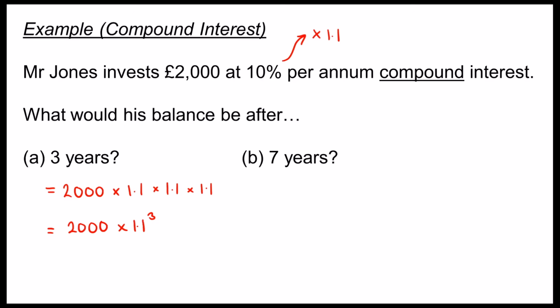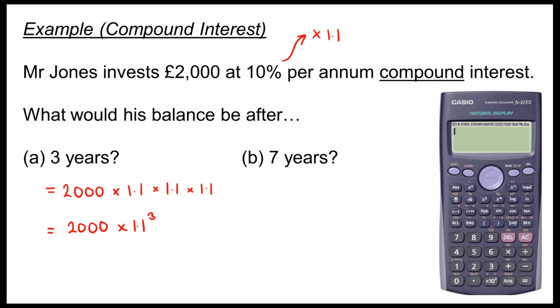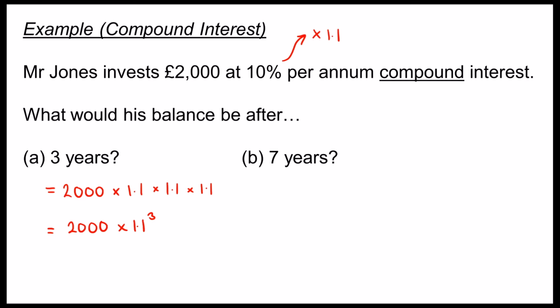At this point I can take my calculator and use it to work out the answer. So that's 2,000 times by 1.1 to the power of 3. I can see that this gives me an answer of £2,662.